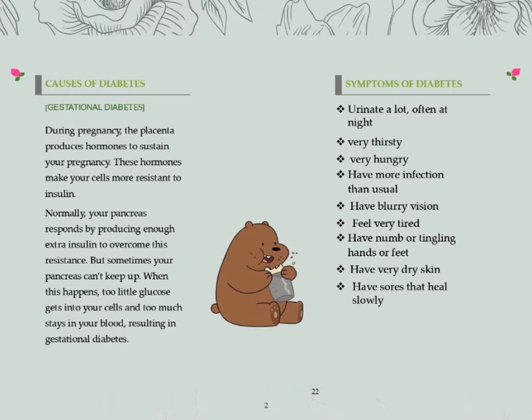And not to forget to mention that there are a lot of symptoms that lead to diabetes. The symptoms are urinating a lot, often at night, always being thirsty, hungry, having more infections than usual, having blurry vision, feeling very tired, having numb or tingling hands or feet, and having dry skin. Also, having a sore that heals slowly.